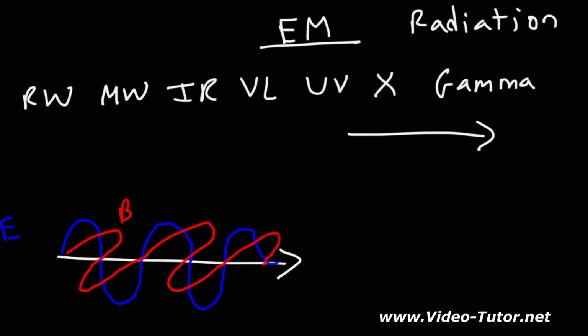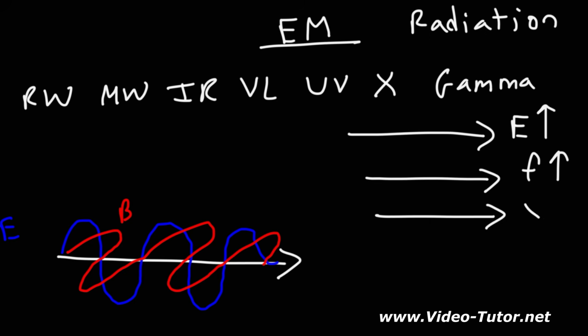As it moves to the right, the energy of these forms of radiation increases. The frequency also goes up, but the wavelength decreases. So gamma rays have a shorter wavelength than radio waves. Going to the left, the energy decreases. Radio waves have the lowest energy. They have the lowest frequency, but they have the longest wavelength. So that's another type of energy that we can discuss.